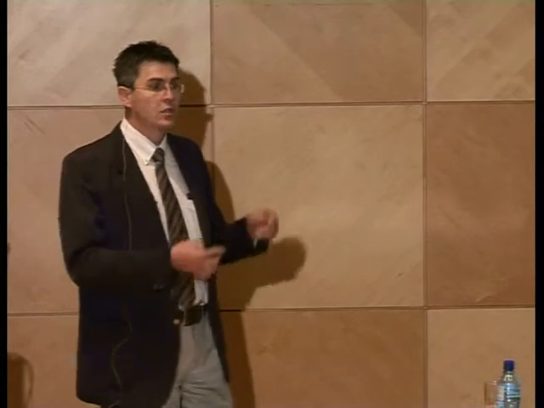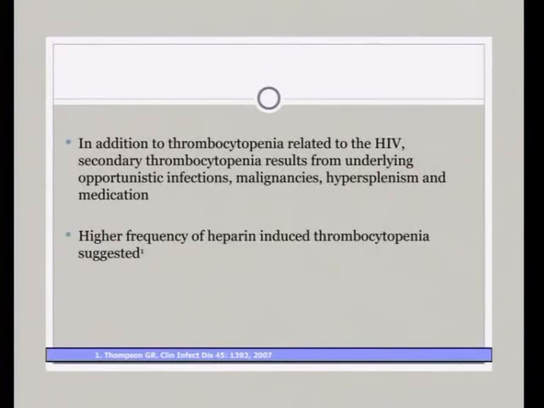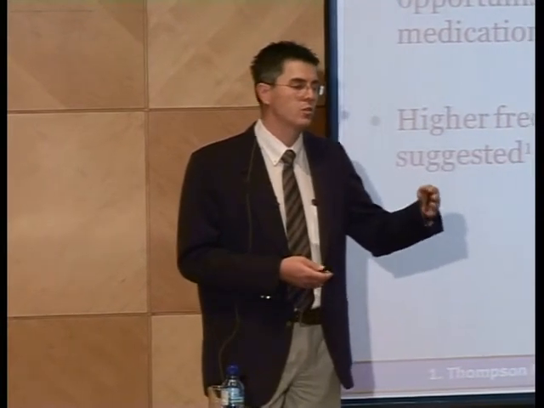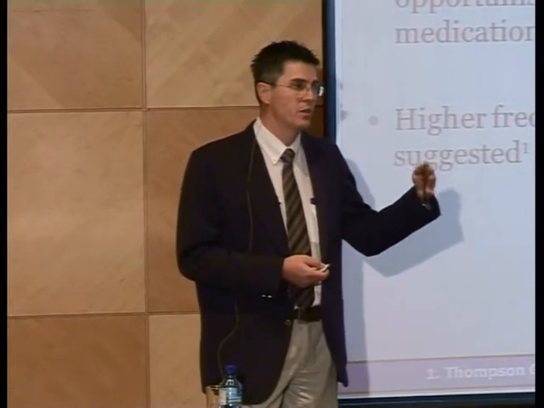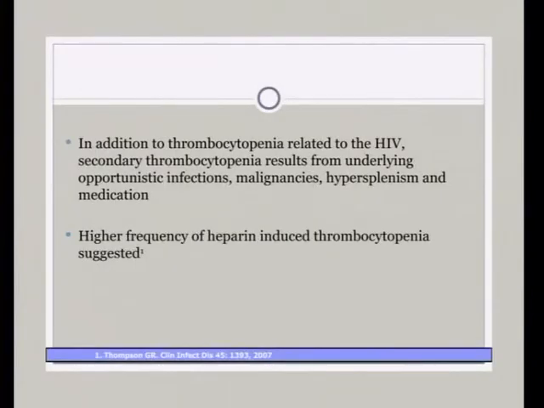Secondary thrombocytopenia: those were direct causes of HIV, but secondary thrombocytopenia can also be a result of opportunistic infections, malignancies, hypersplenism, and medication. And also, this was very interesting, some authors seem to think that patients that are HIV positive have a much higher risk than normal individuals of developing heparin-induced thrombocytopenia, which is also an immune-mediated mechanism, where patients that are exposed to heparin produce antibodies against the heparin-platelet combination, and that causes thrombocytopenia with microthrombi to form.